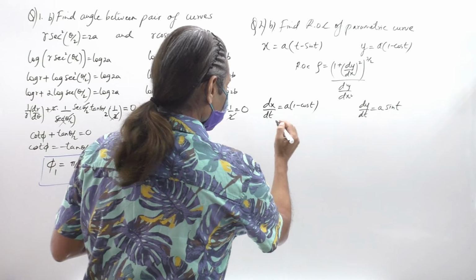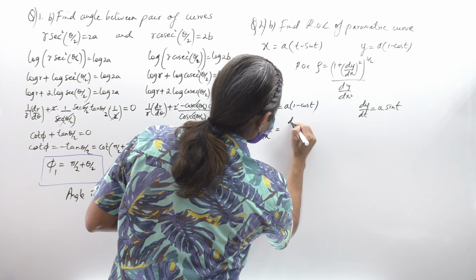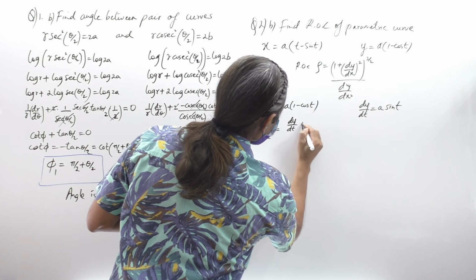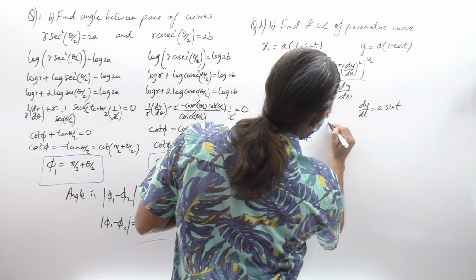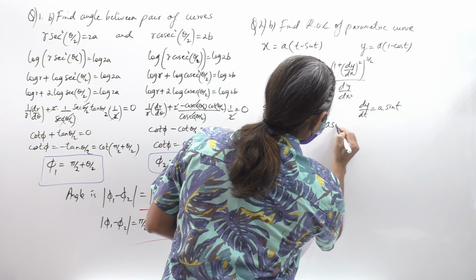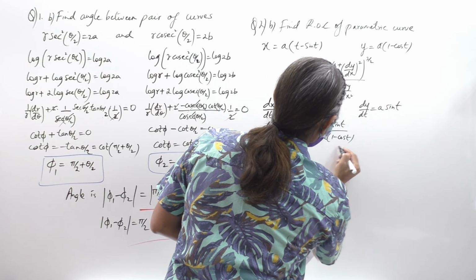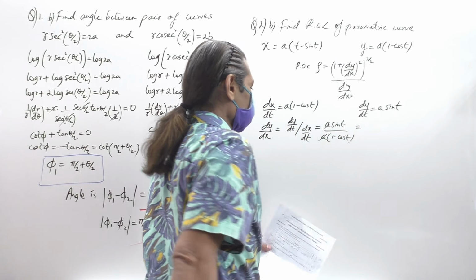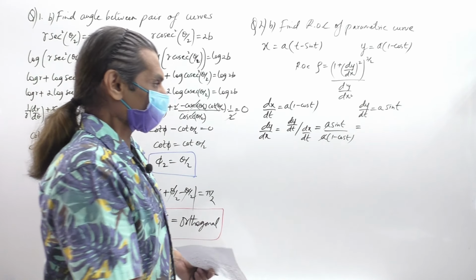Okay, therefore we can write dy by dx is equal to dy by dt upon dx by dt, that equals a sin t upon a into 1 minus cos t, a into a 0, and as you know we are discussing the polar curves. Please refer to the previous video for all the formulas.